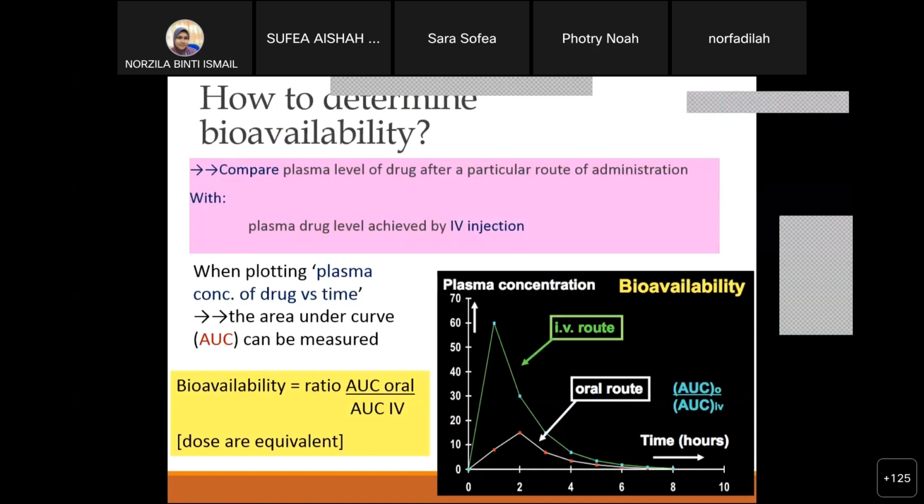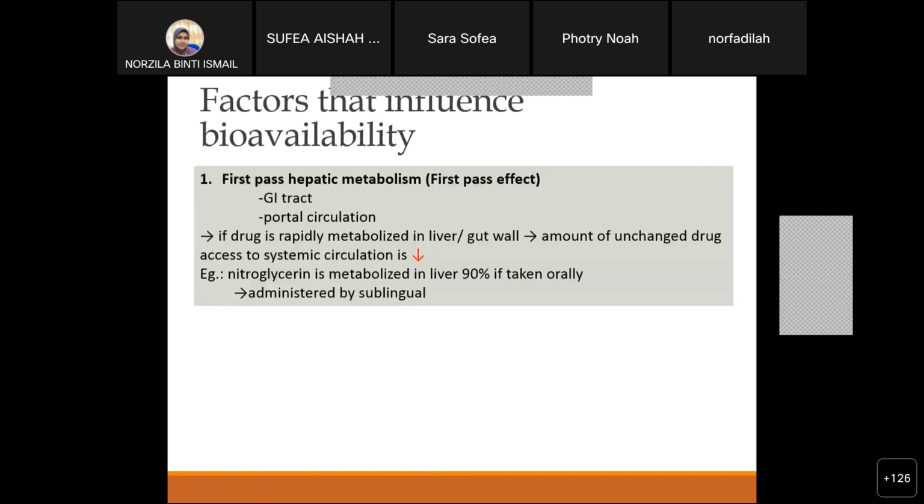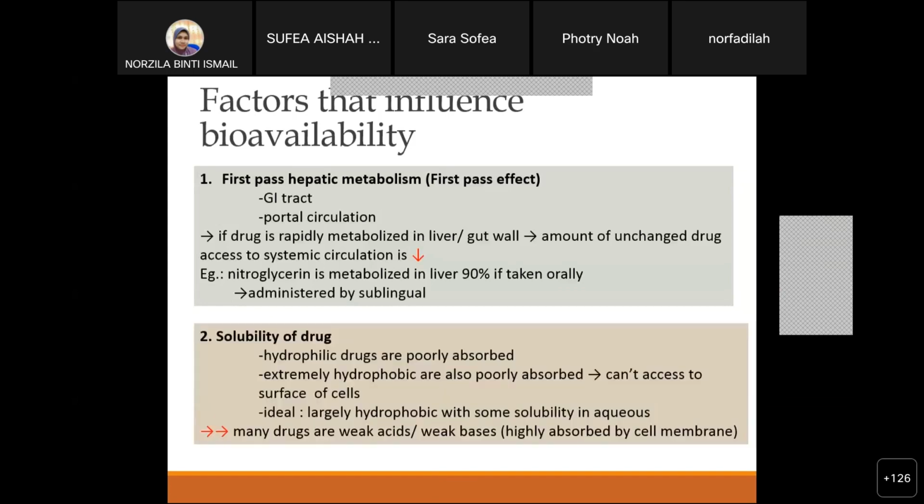Okay, we go to factors that influence bioavailability. So mostly, anything that influences absorption will also influence the bioavailability. Okay, except for first pass effect. If drugs have first pass effect, then the percentage of bioavailability will be low. Okay, and then the factors that influence bioavailability: the solubility of the drug.